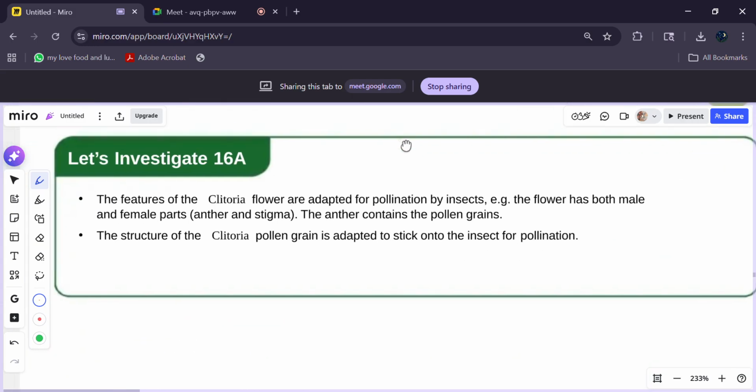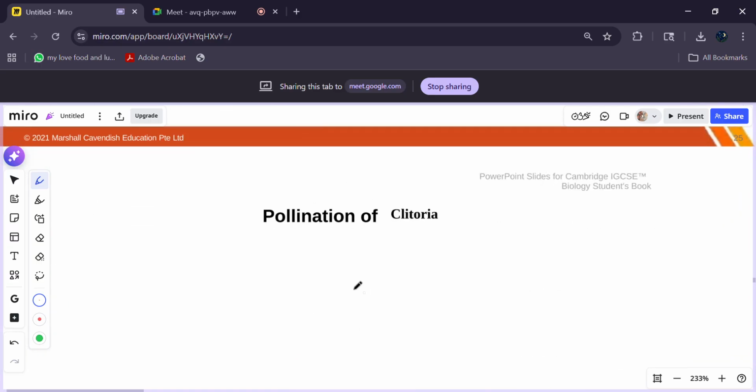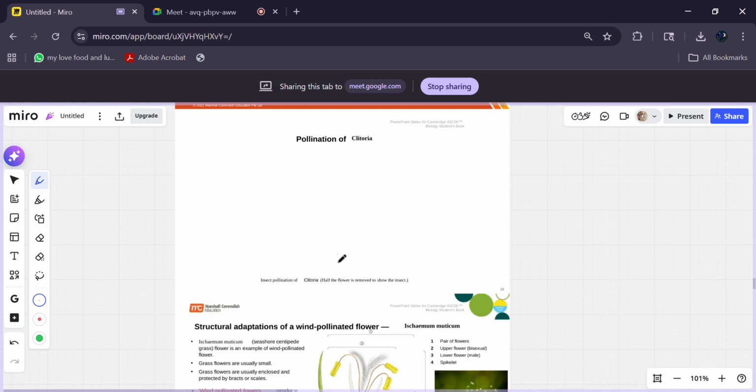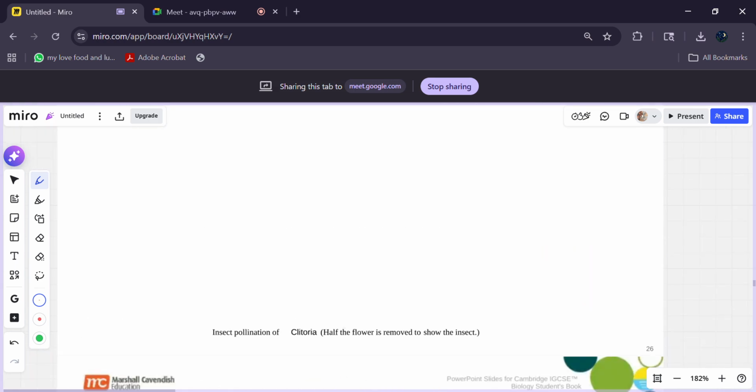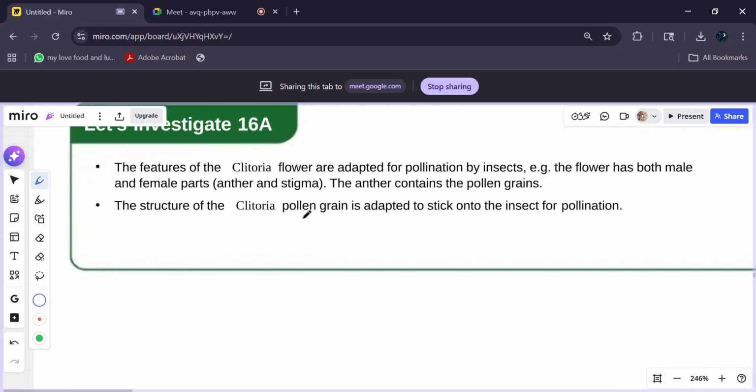Now here's some let's investigate. The features of a Slitoria flower are adapted for pollination by insects. For example, the flower has both male and female parts, anther and stigma. The anther contains the pollen grains. The structure of the Slitoria pollen grains is adapted to stick onto insects for pollination.